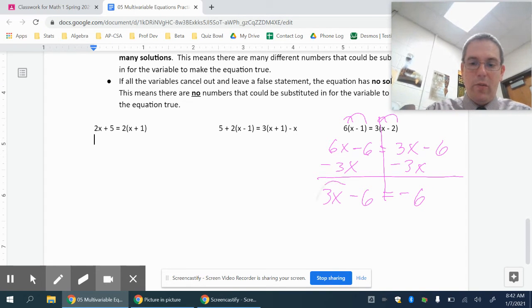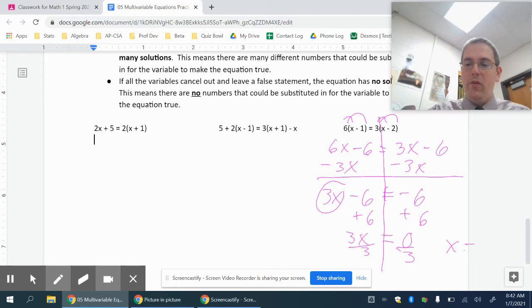Now I want to get this term, the 3x, by itself, so adding 6 to both sides will help me do that. Keep track of which side of the equation is which. That equal sign is the most important thing in the whole thing as you're solving equations. Last thing you're going to do is divide both sides by 3. So that gives me x equals 0, because 0 divided by 3 is 0.